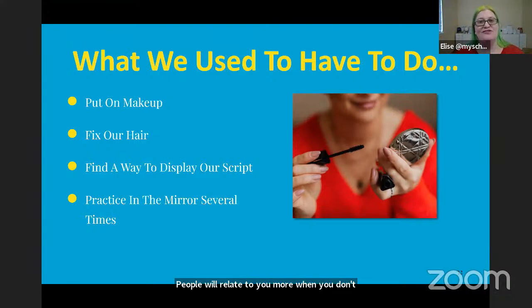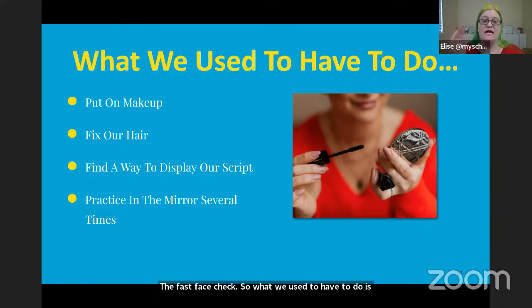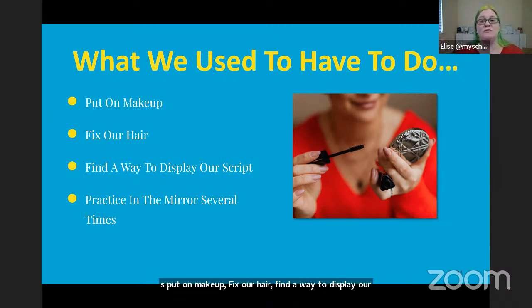At the same time, you don't want to look a mess, which is why we use part 3, the fast face check. What we used to have to do was put on makeup, fix our hair, find a way to display our script, practice in the mirror several times to make sure we weren't going to look stupid. But now all we have to do is use a sticky note strategy. Write our question, write our answer, check our face, make sure we don't have spinach in our teeth, smile, and go.